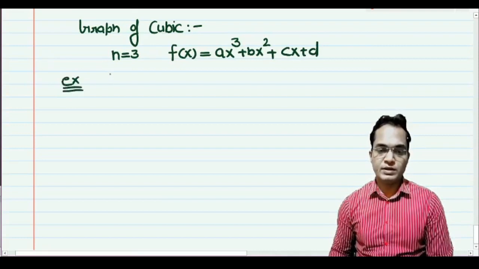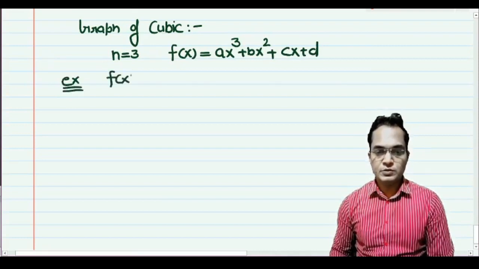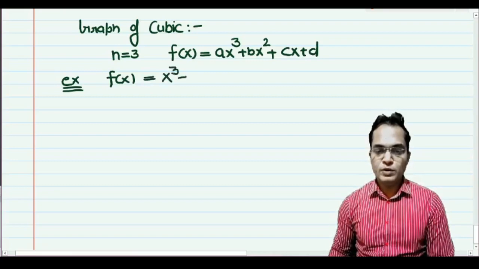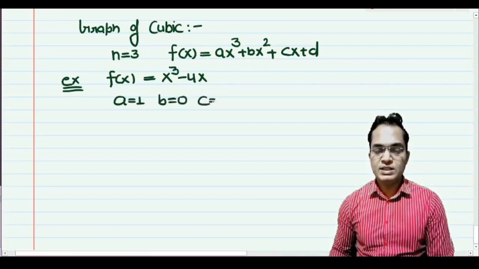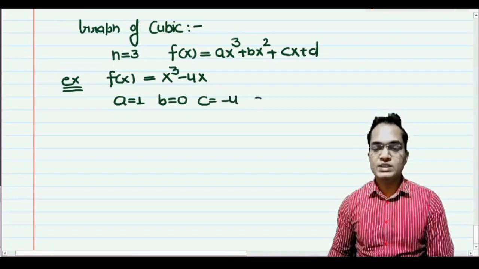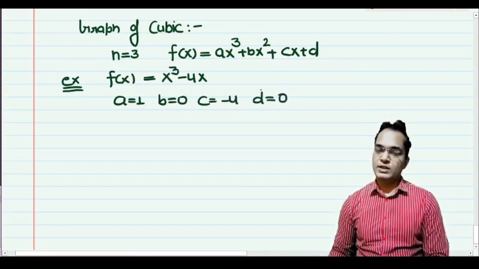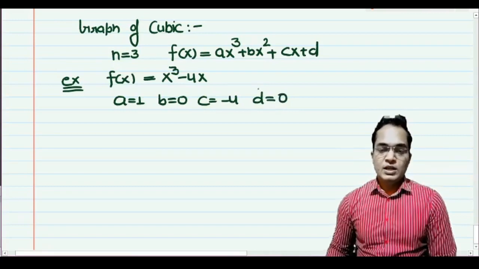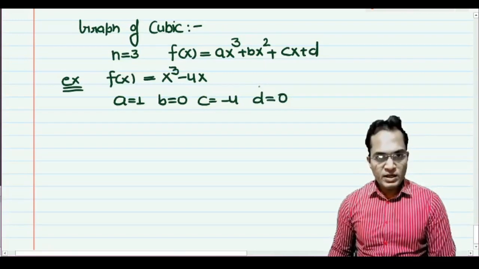Example number 1. Let f(x) equal x cube minus 4x. Is it a cubic polynomial? Yes. What is a here? A is 1. What is b? B is 0. What is c? C is minus 4. What is d? D is 0 again. Got it? You understand what a cubic polynomial is?